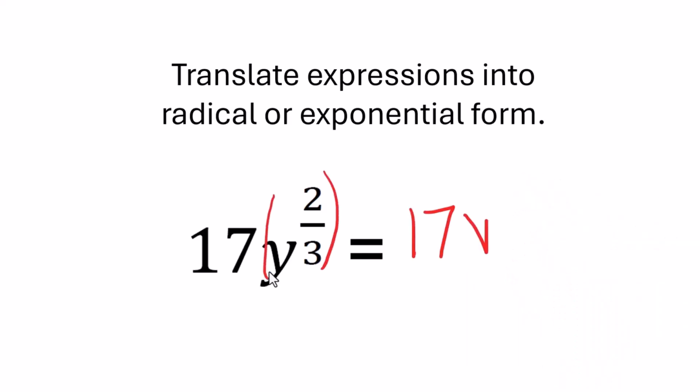That exponent is only on the y. 17 is just coming along for the ride. So 17, the 2 is on the inside, the 3 is on the outside, so it's 17 times the cube root of y squared.